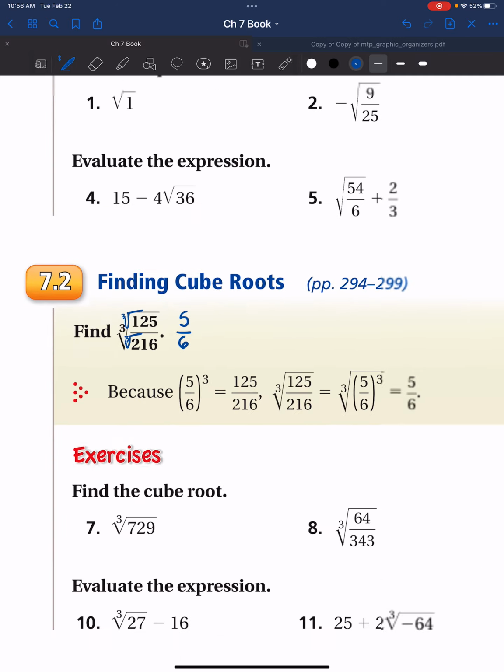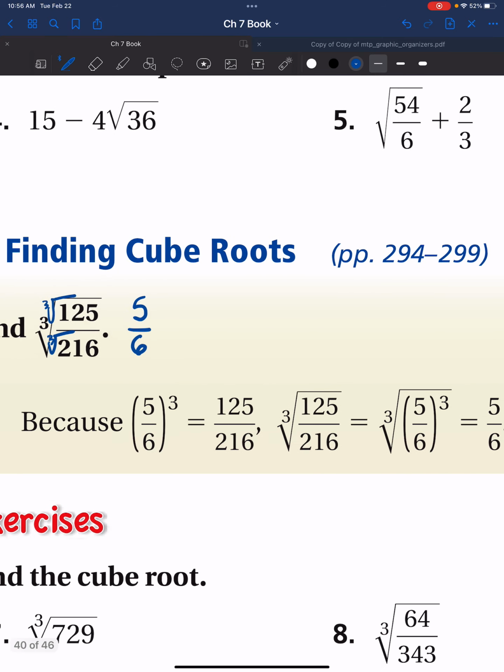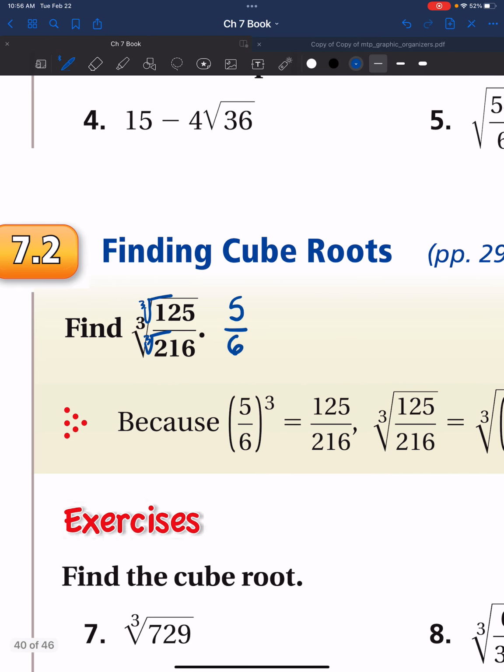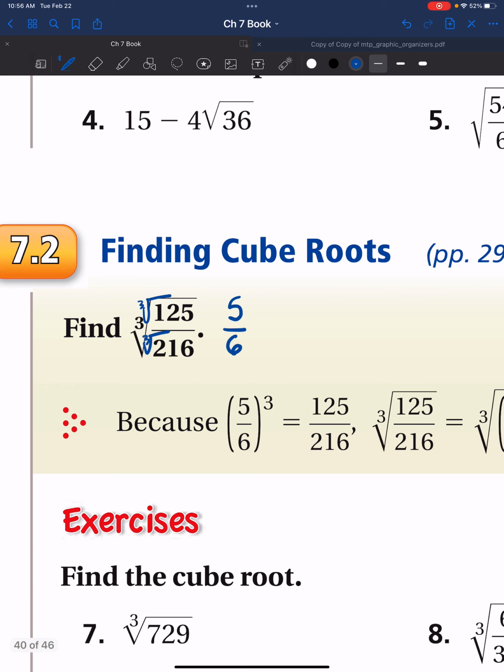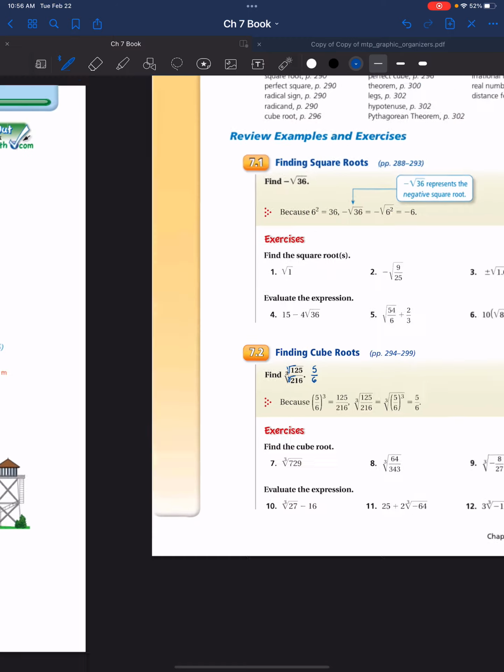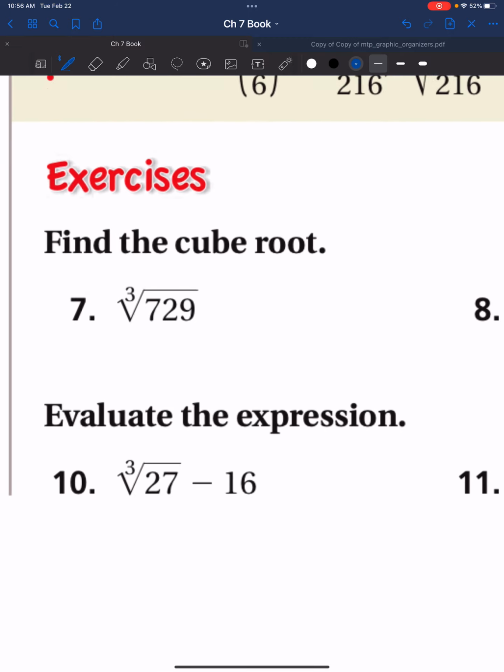All right. Probably for the test. So what is the cube root of 125 over 216? 5 over 6. That's it. Remember, you just take them and you cube root them separately like this, and it still is a fraction at the end, okay? Okay, let's do the exercises.